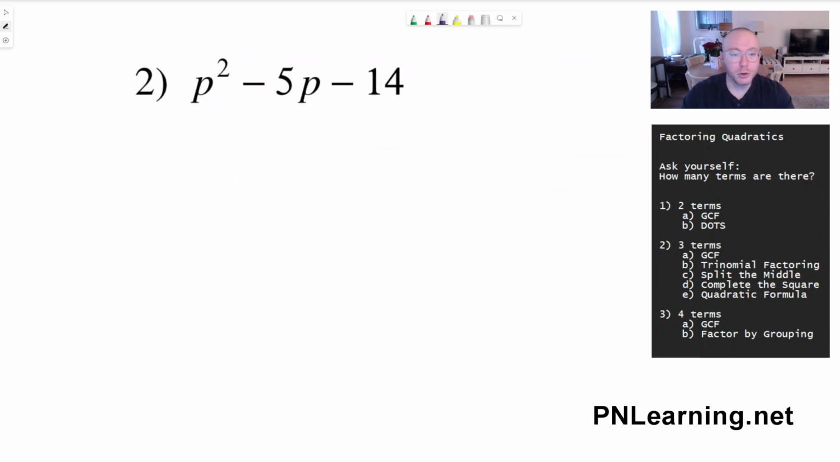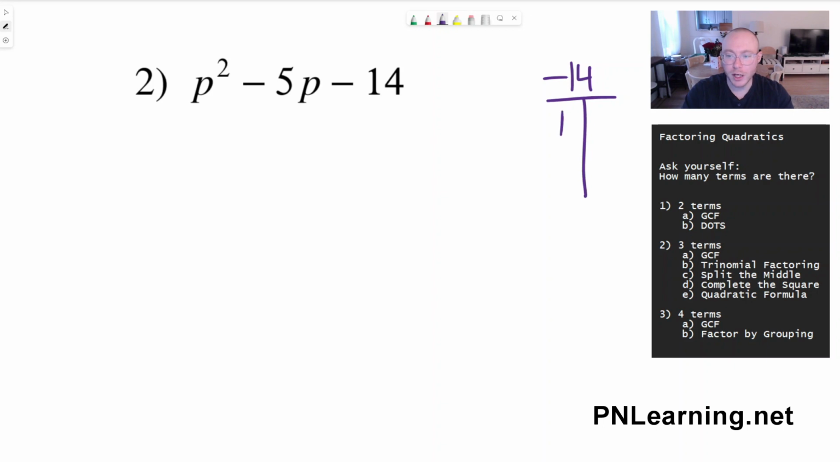Okay, so here's number 2. We're going to see that we have 3 terms here, and we're also going to notice that, like the previous question, the a term is equal to 1. So there is no GCF. We're going to go straight into trying to do trinomial factoring again. So let's take this c term, negative 14. Let's try to factor that.